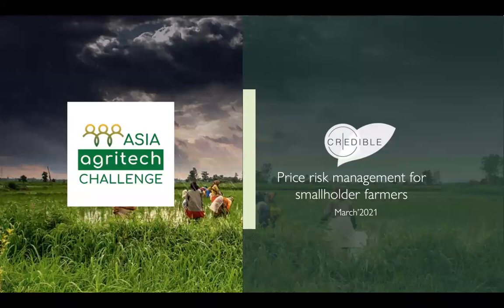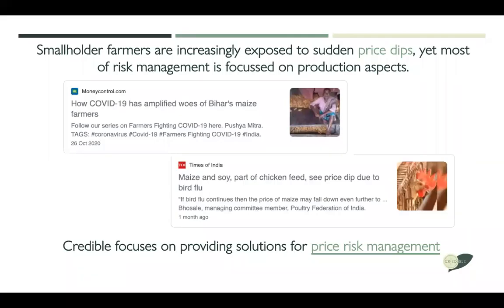In the next few minutes, let me take you through the work that we at Credible have done in price risk management. Well, first of all, let's take a second and imagine the first thing that comes to your mind when you think of farm risk. Most of us will think of production risk, pest, disease, natural calamities, etc. And this explains why most of risk management solutions are focused on production aspects.